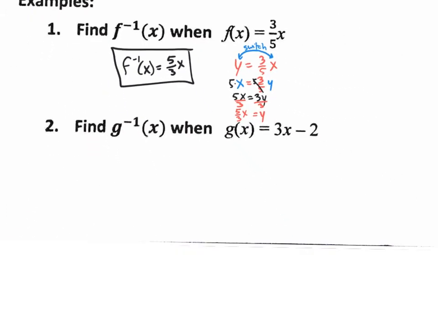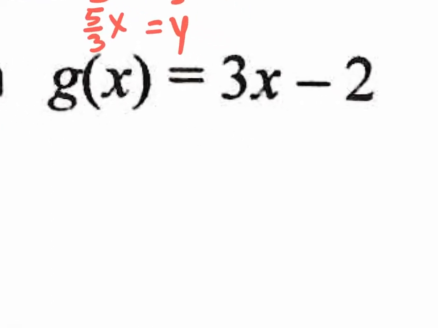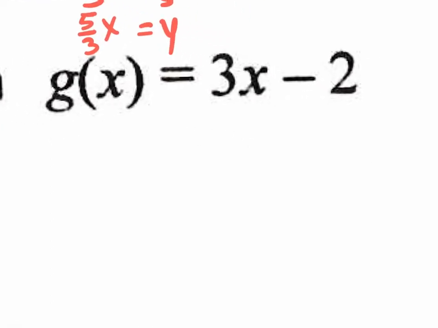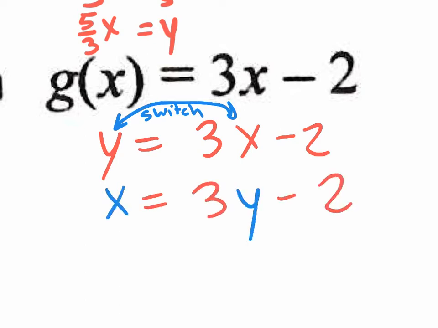Let's find the inverse of the g of x function. Here's my g of x function. Let's begin by making it look like x's and y's. Y equals 3x minus 2. Now, how do I find the inverse of this function? Switch the x with the y. So we're going to have x equals 3 times y minus 2. Again, that x equals 3 times y minus 2.